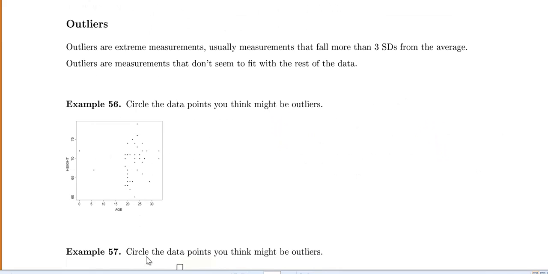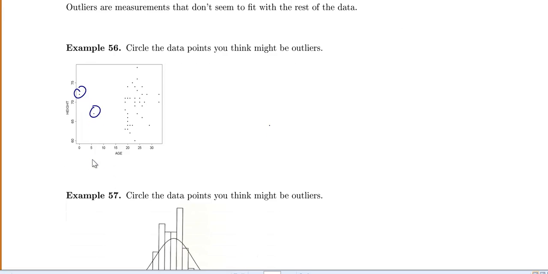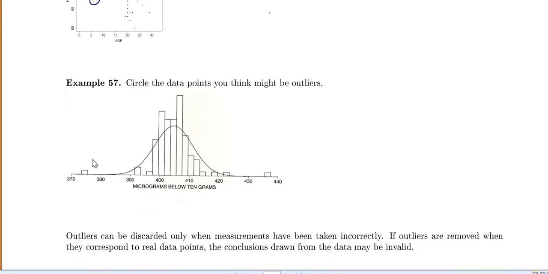Now outliers. Outliers are extreme measurements, usually measurements that fall more than 3 standard deviations from the average. Or you can think of them as measurements that don't seem to fit with the rest of the data. So for example 56, let's look at the scatter plot and circle the data points that we think might be outliers. I think this point and this point don't really seem to fit with the rest of the data, so they might be outliers. For example 57, circle the data points that we think might be outliers. I think that this point and this point might be outliers.